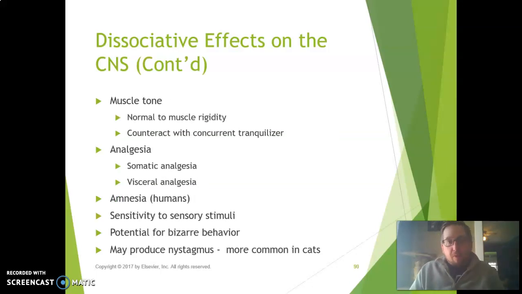Muscle tone, remember that cat. If it's just this drug, we get muscle rigidity. That's why they combine this with tranquilizers to counteract it. Generally speaking, remember tiletamine is mixed with zolazepam to make Telazol, so that tranquilizer helps with the muscle relaxation and knocks that away, and the animal is still under the effect of the dissociative at the same time. They will also mix Valium, which is diazepam.